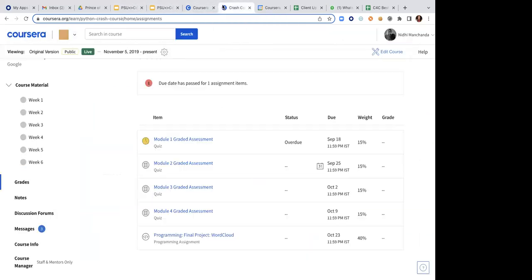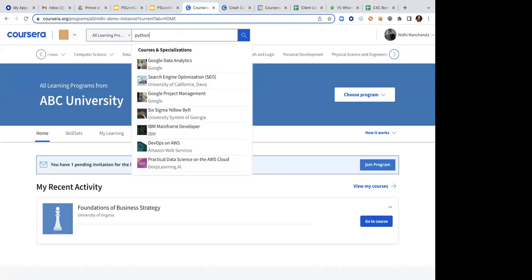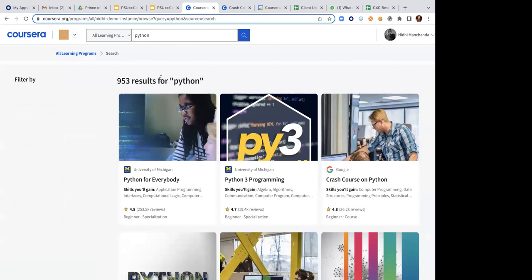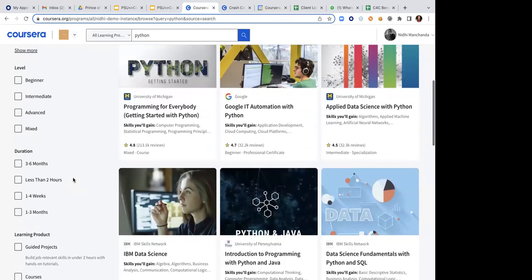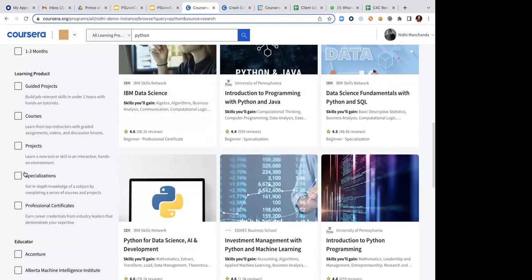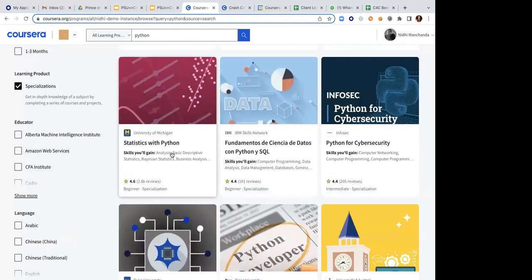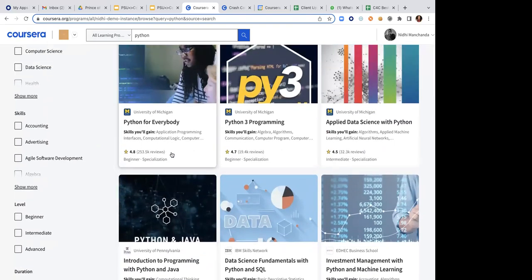So right now what we have seen is one course on Coursera. But as I mentioned, apart from the courses, we also have a couple of other learning products as well. Like, I'm taking the example of Python again. And in Python, if you want to deep skill yourself and get into the depth of this topic, then what you can take is maybe a specialization.